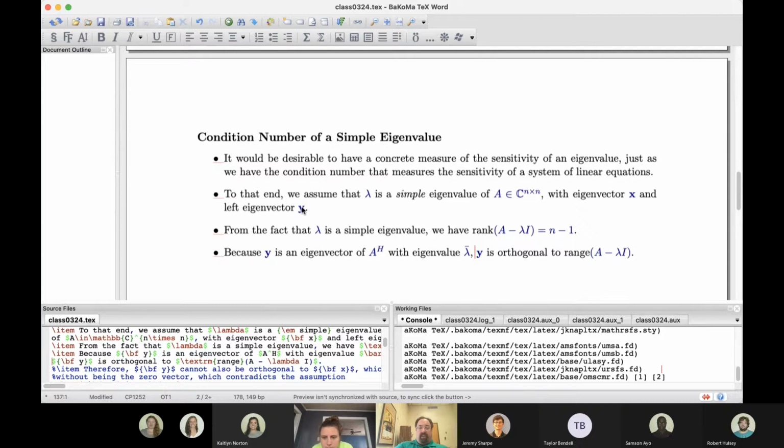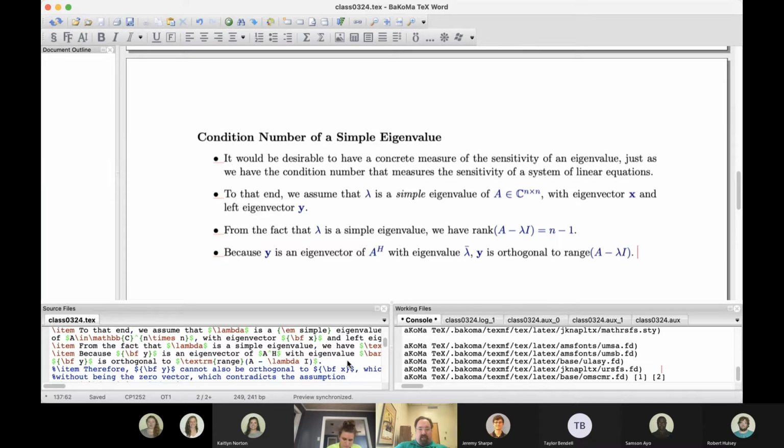Now, y is a left eigenvector. That means it's also an eigenvector, like a regular eigenvector, of a Hermitian transpose, and the eigenvalue is the conjugate. So y is orthogonal to the range of A minus lambda I. So in general, we can say the orthogonal complement of the range of a matrix is equal to the null space of the transpose, or Hermitian transpose if it's complex.